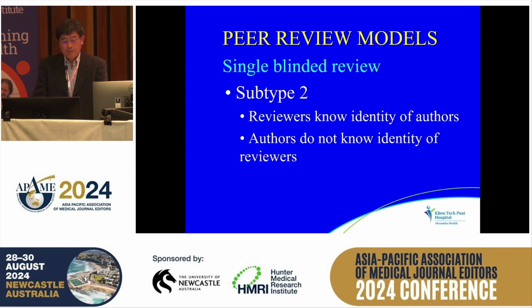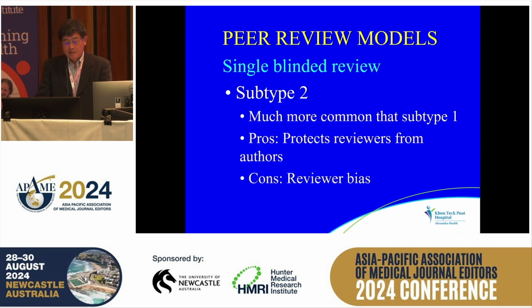The other subtype is more common. The reviewers know the identity of authors, but the authors do not know the identity of reviewers. So to this day, several journals still adopt this subtype. The advantage of this subtype of single-blinded review is that it protects the reviewers from authors because the authors don't know who the reviewers are, but there's potential for reviewer bias.